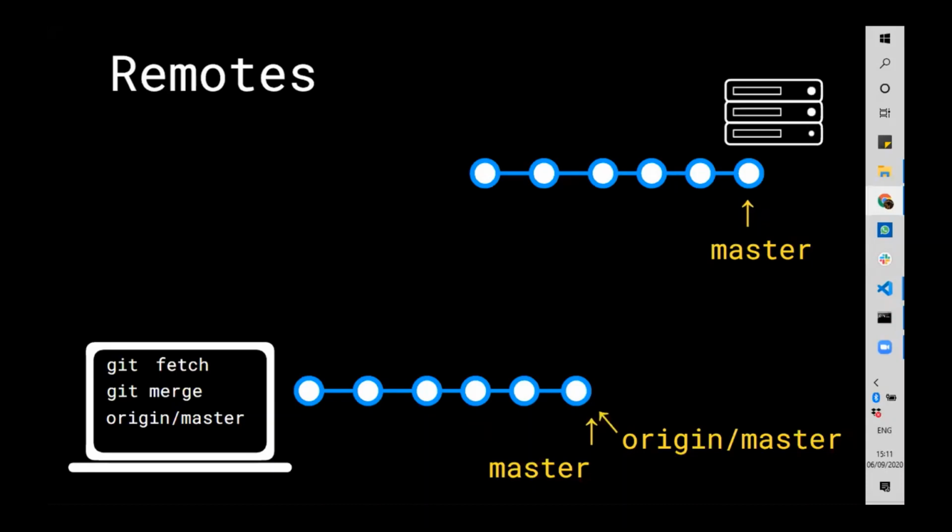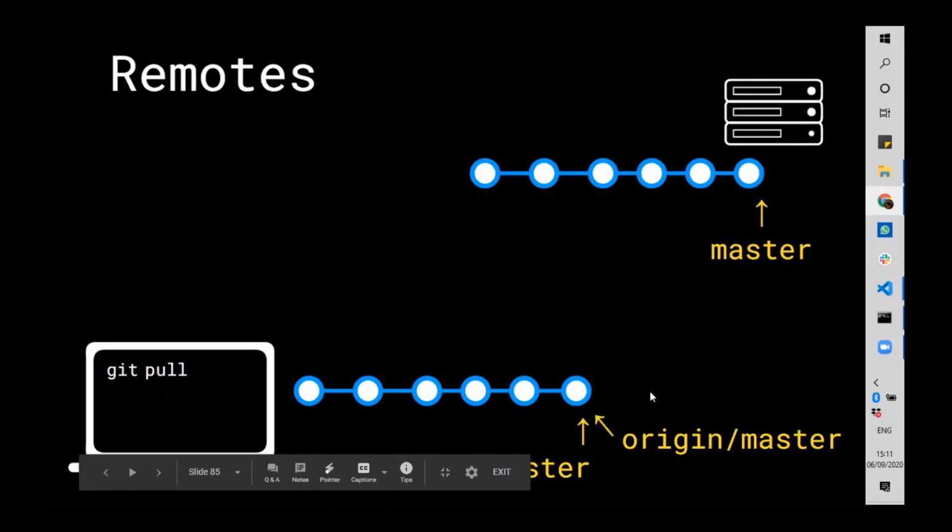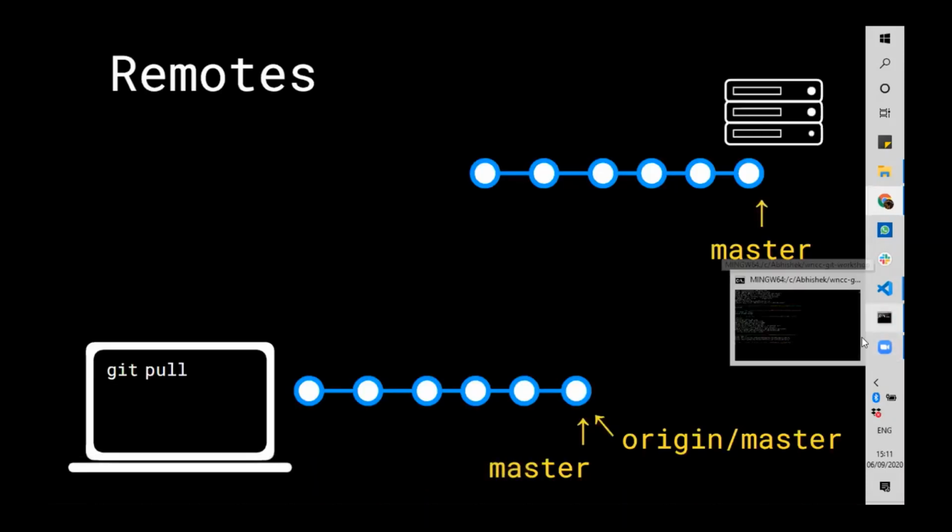So we usually don't use this. The alternative is we just type git pull. So git pull is basically git fetch plus git merge. Okay, so I'll demonstrate this.